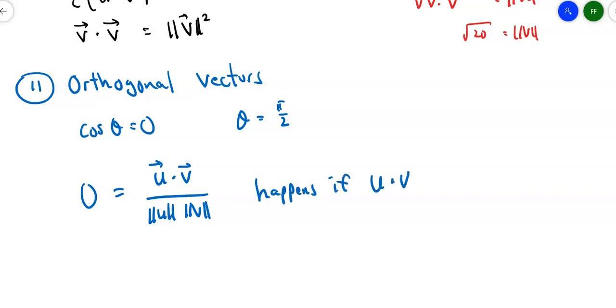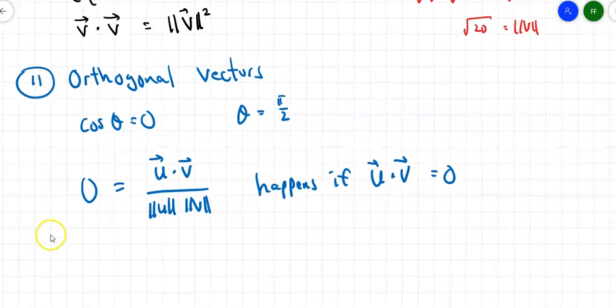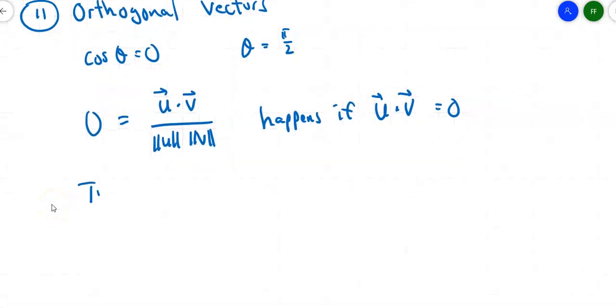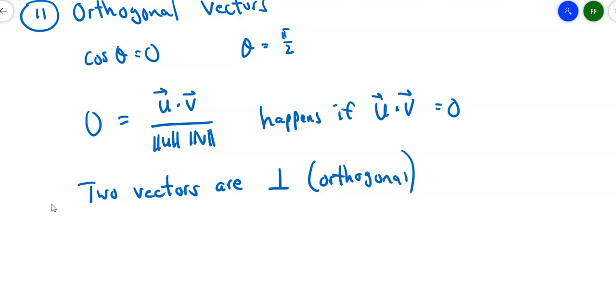This happens if u dot v is equal to 0, meaning that I can figure out whether two vectors are perpendicular by looking at their dot product. So two vectors are perpendicular. We use orthogonal generally for cases outside of R2 or R3, because once you're into like R4 and R5, there's no physical representation of that. So the vectors are perpendicular or orthogonal if the dot product is 0. And that's a real quick way to see whether vectors are orthogonal.